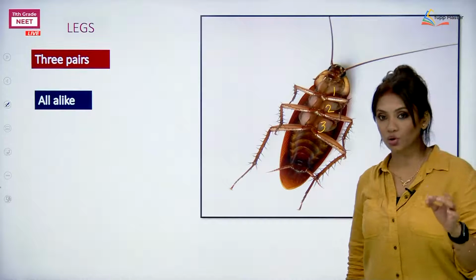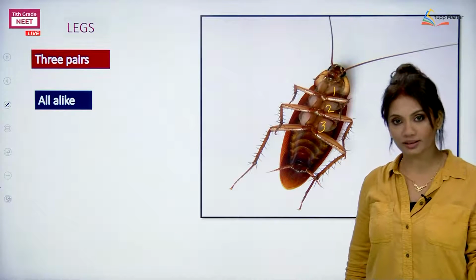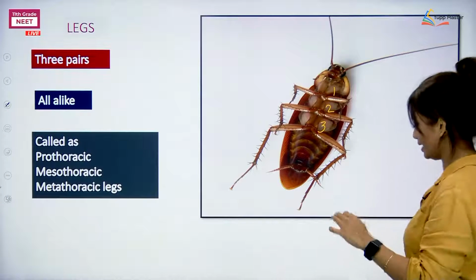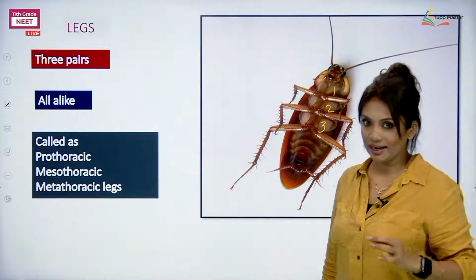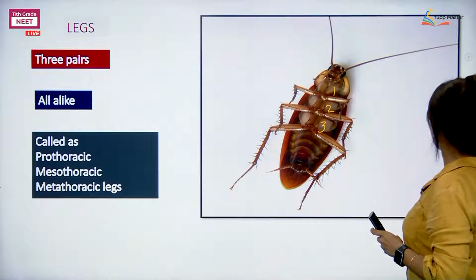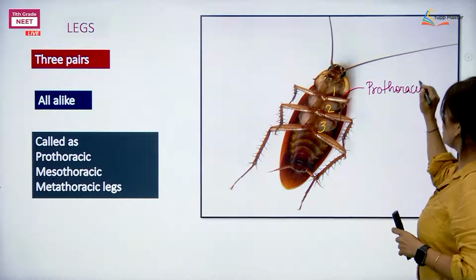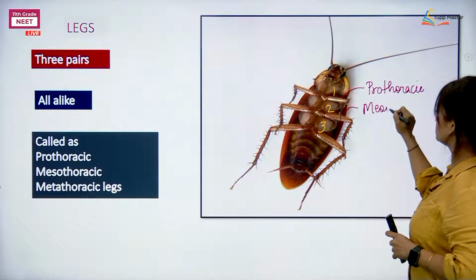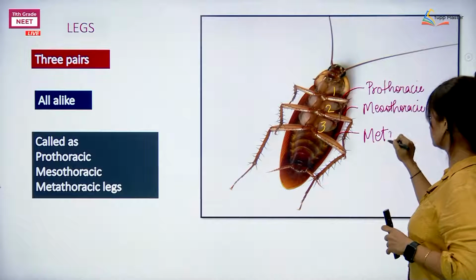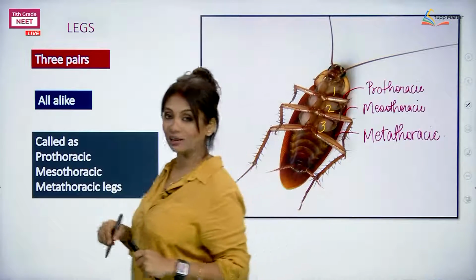Remember, we saw that the thorax could be differentiated into three segments. Which were those three segments? There was the prothorax, the mesothorax and the metathorax. When we talk about these three segments, the legs can be called the prothoracic legs, the mesothoracic legs and the metathoracic legs, depending on which segment they are attached to. So this can be called the prothoracic, these can be called the mesothoracic, and this over here can be called the metathoracic. These are the different legs which are attached at the level of the thorax.